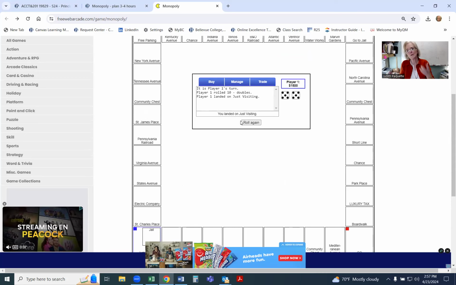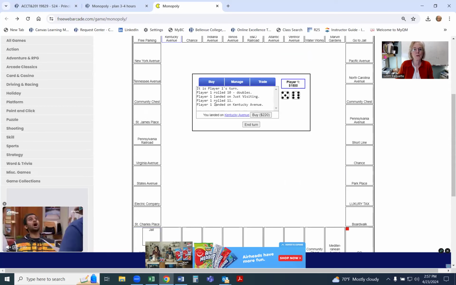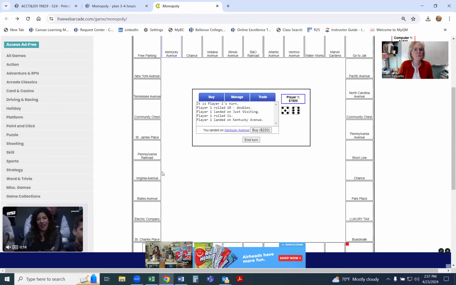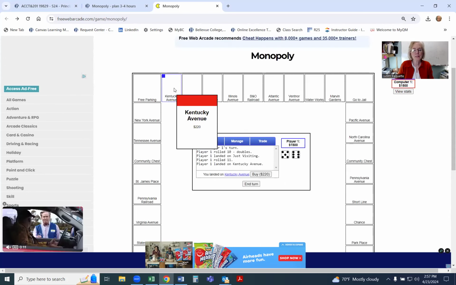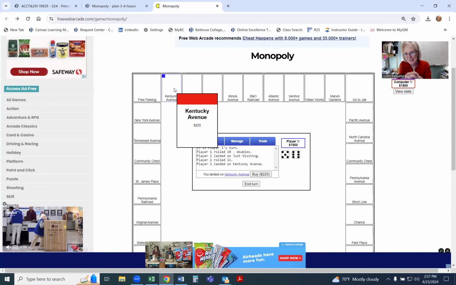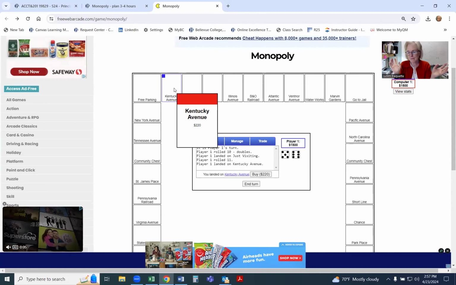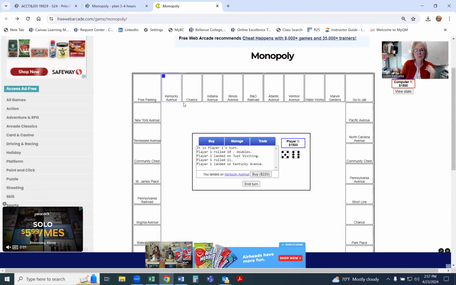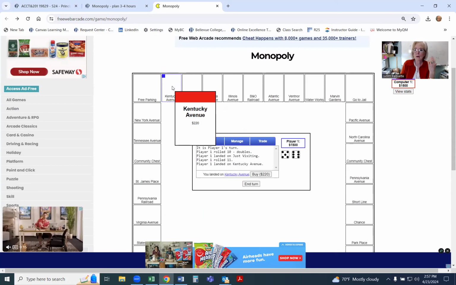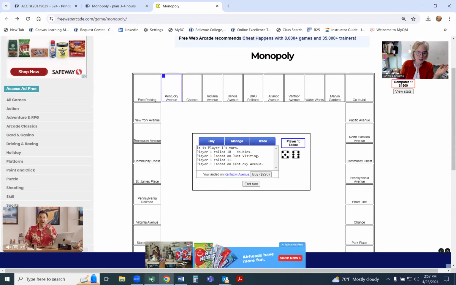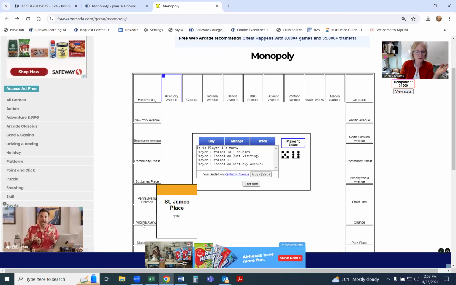In the game of Monopoly, if you roll doubles, you get another turn. So let's roll again. It's telling me I rolled 11, so I'm way over here on Kentucky Avenue. I haven't had any transactions yet, and you don't want to be here all night, so I just tell students, get your transactions as fast as possible. So I'm going to say yes, I want to buy it, and this is $220.